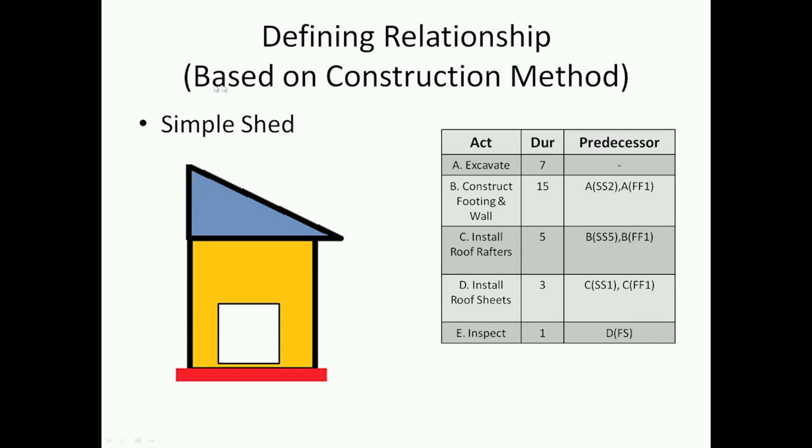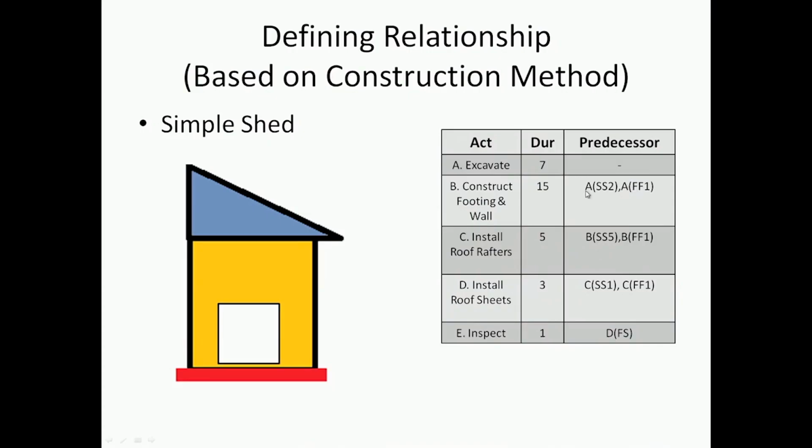Like I have said here, the construction method becomes extremely important. If you are, for example, using prefab, the relationships might be totally different. There can be a lot of variation in the relationships based on the construction method. And it's extremely important that you look at the method and understand it properly before you start putting in relationships which represent what's going to happen on site.